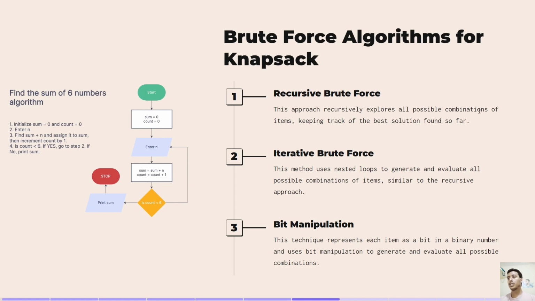As you can see in the flow chart, first we have start and set count and sum to 0. Then we enter the n value. Then the sum will add the n value and the count will add 1. Then if the count is less than 6, it will print. If not, it will go to step 2.